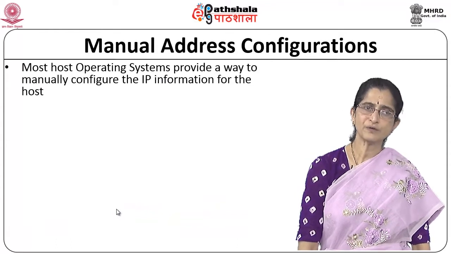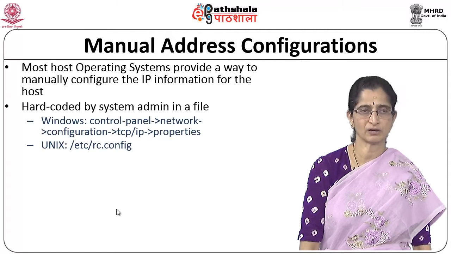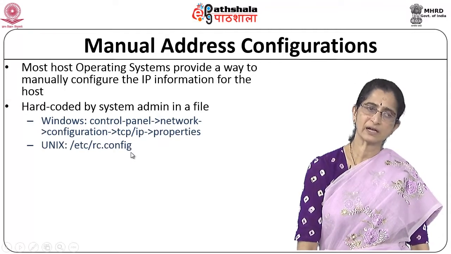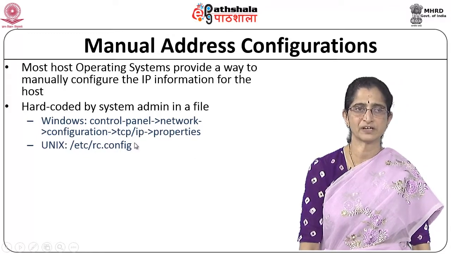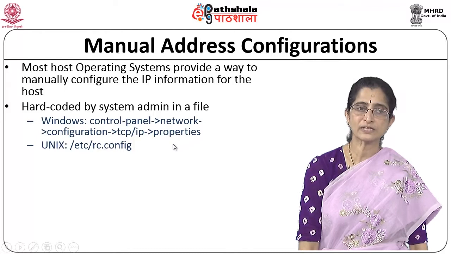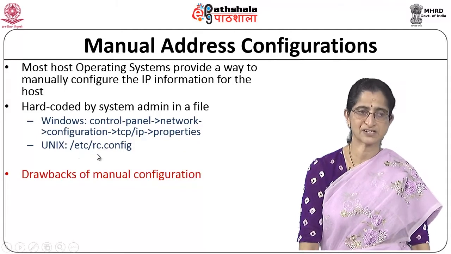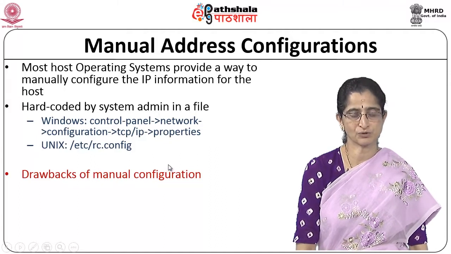So how do we do manual address configurations? Many of you may be familiar with this. You can actually go into your Windows machine or your Linux machine, and if you log in as a system admin, you will find that if you go through control panel, network configuration, TCP/IP properties and so on, you can specify the IP address. Or similarly in Unix, if you go into /etc/rc.config, you could go and specify what the IP address of your machine is going to be.